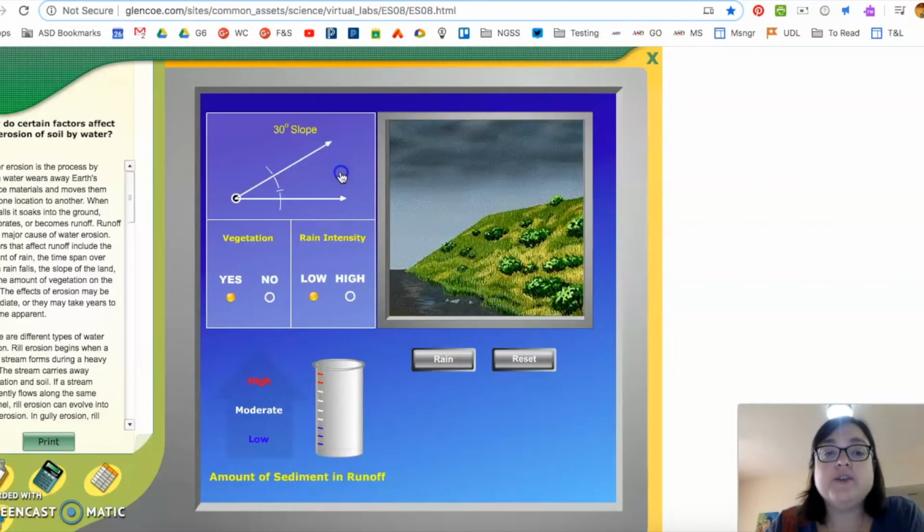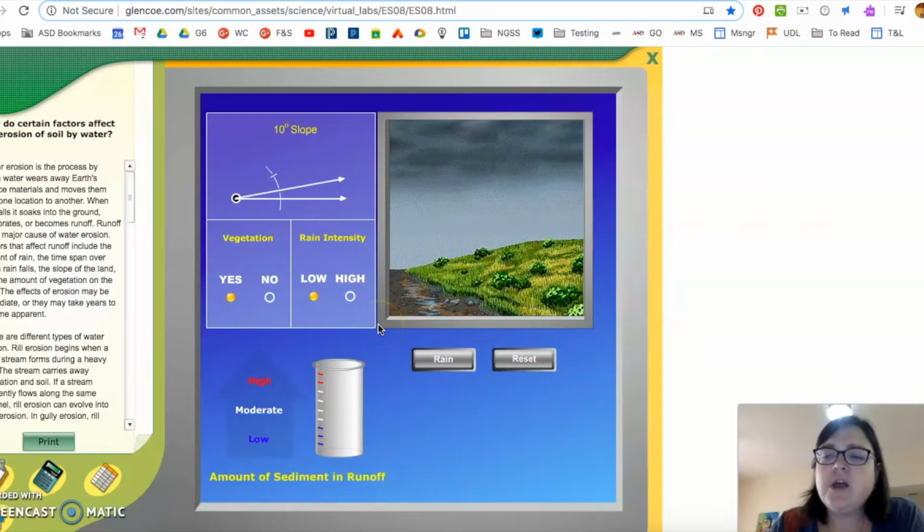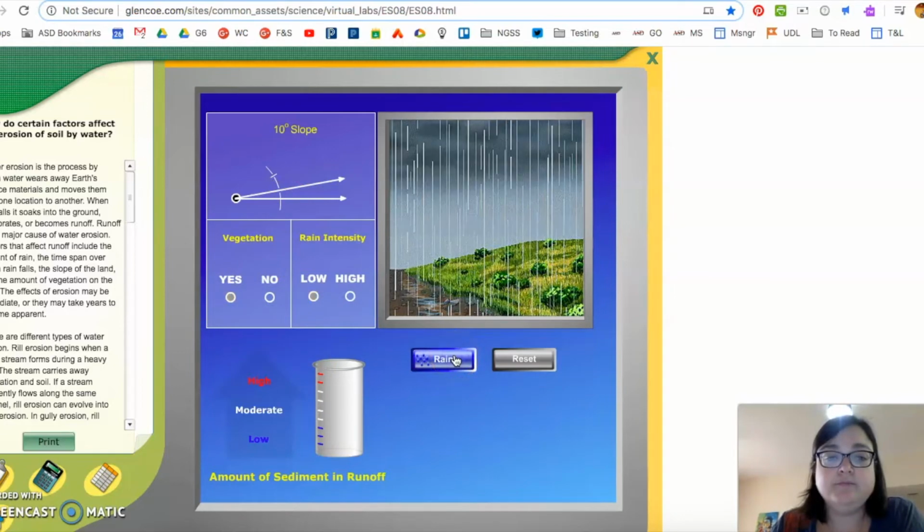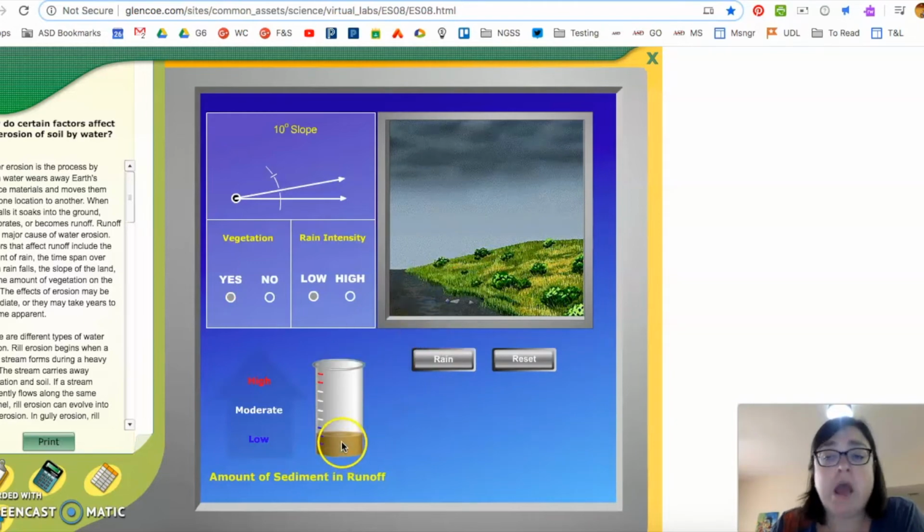Now we're going to compare and we're going to look at situations where the slope is lower. If our slope is lower, do you think there's going to be less erosion or more erosion or the same amount of erosion? Why do you think that? Well, let's see. Okay, so we've got 10% slope. Yes, there's vegetation and low amount of rain. Not much erosion. You should be able to look at your data for when there was a 30% slope and vegetation and low rain and figure out whether 30% slope or 10% slope has more erosion.